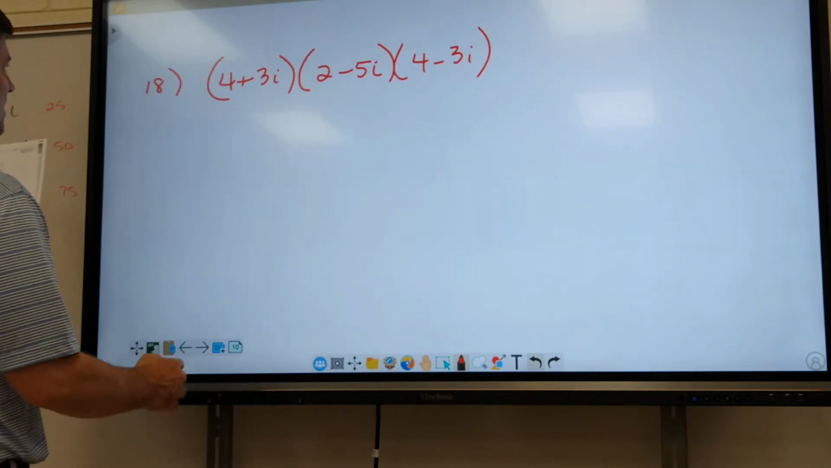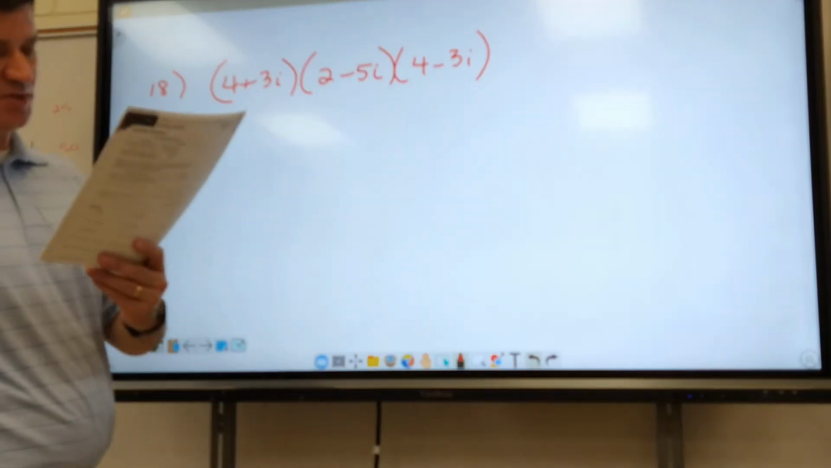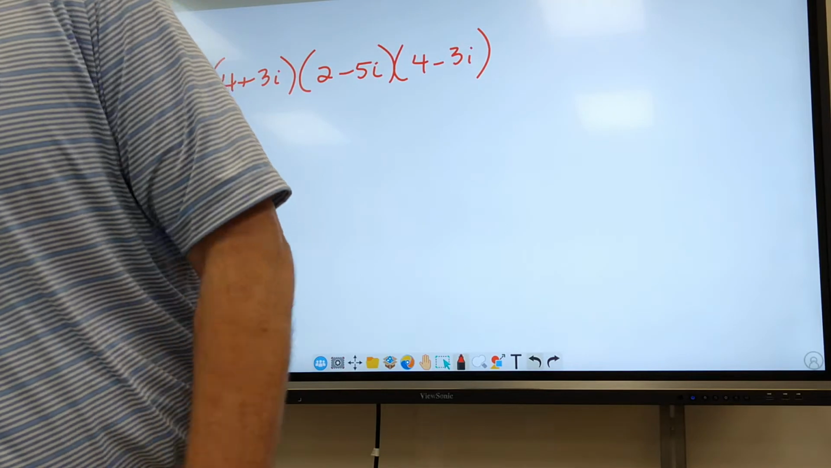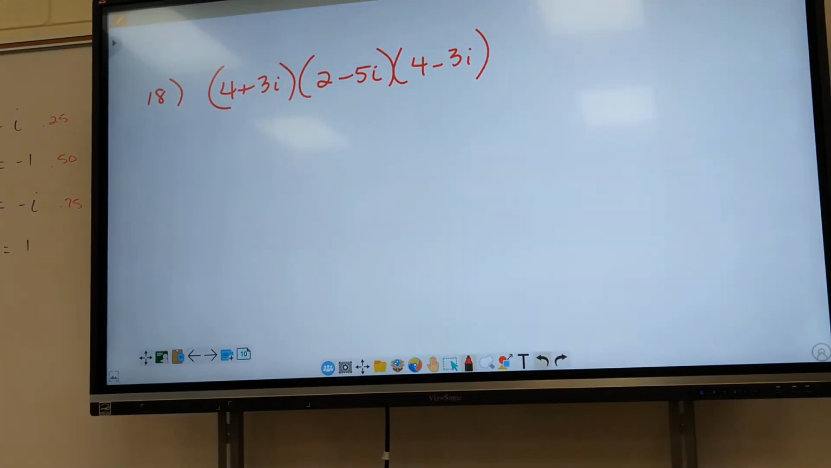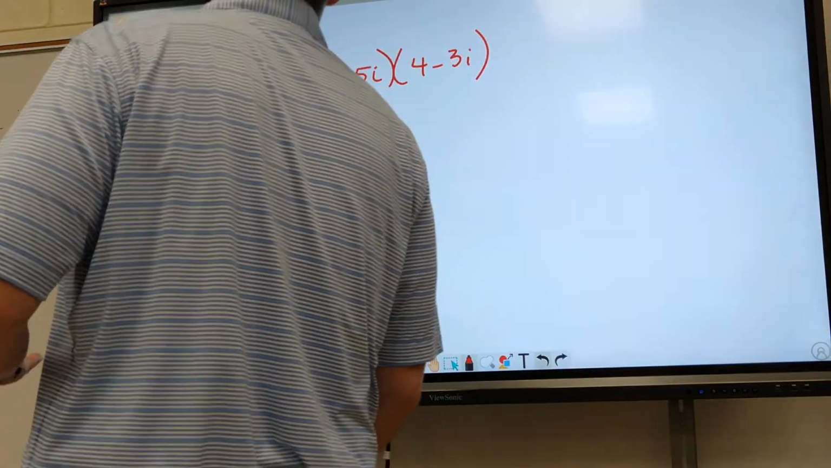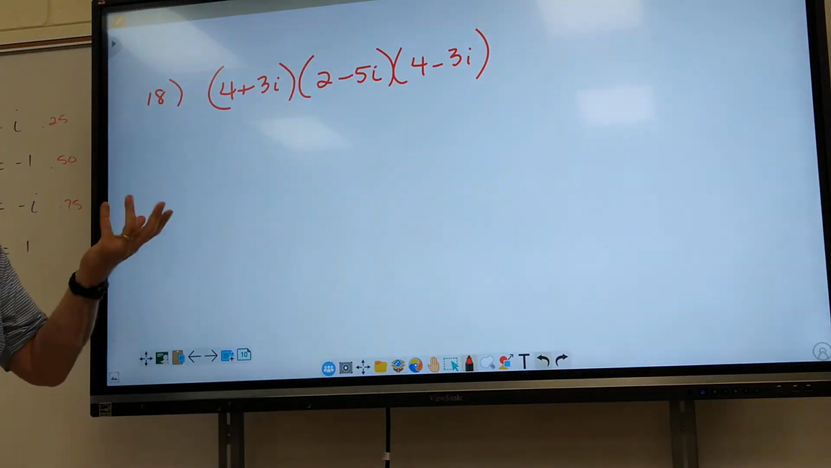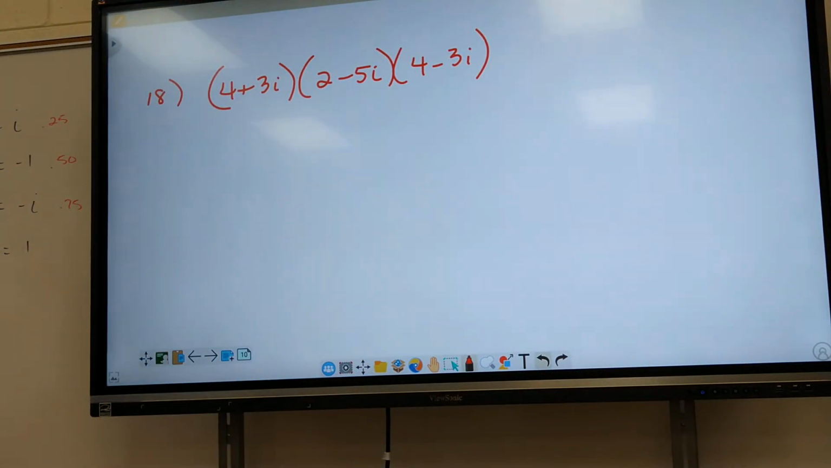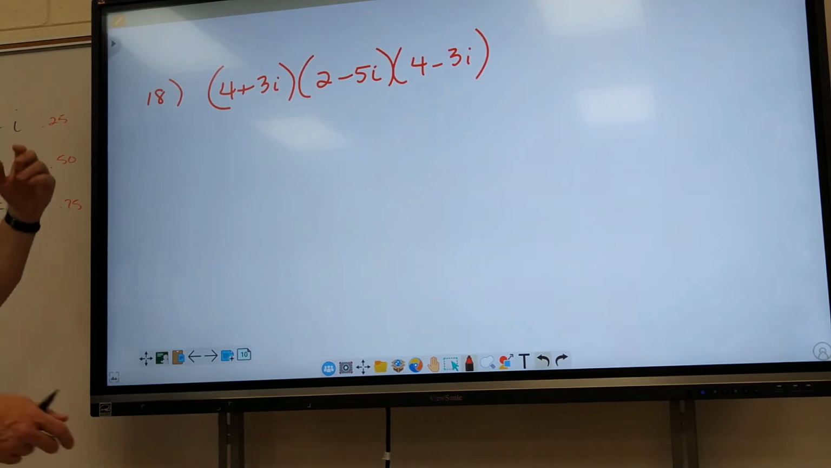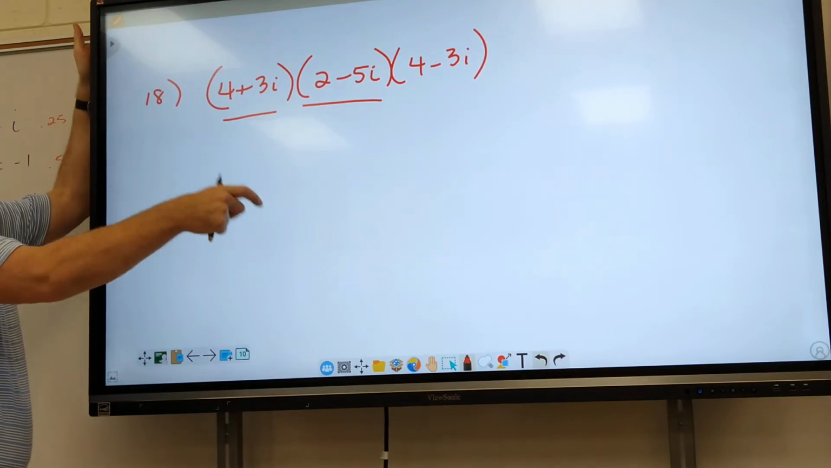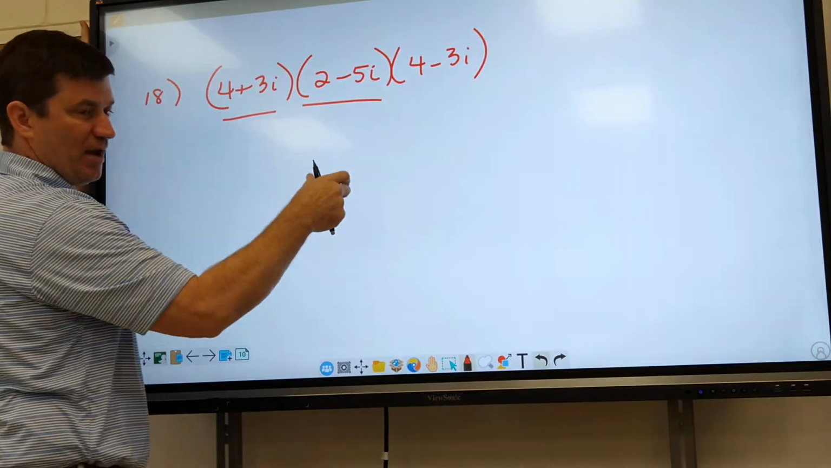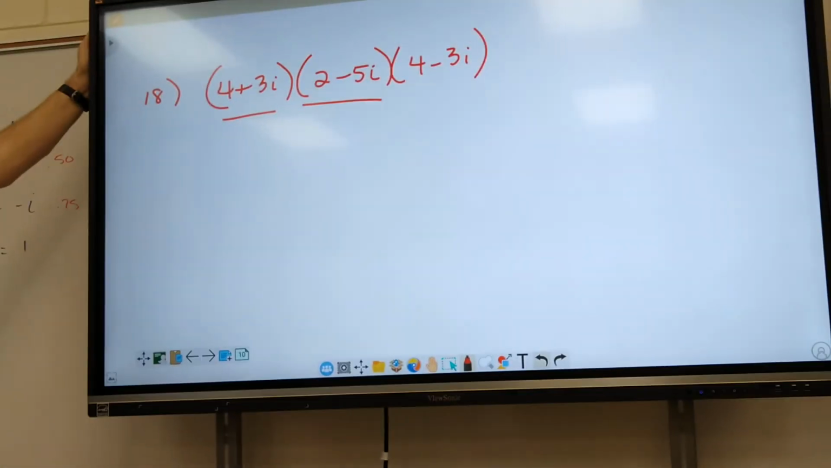All right, 17. You should be able to do 17. You distribute, then add like terms. I'll give you 30 seconds on that. Number 18 has 3 parentheses. How do we do this one? We can't fold all 3 at one time. So we're going to fold this one and this one together and get an answer. After we get that answer, we bring the third one down and fold those 2 again.